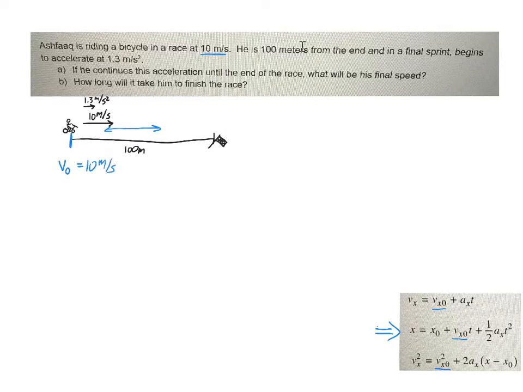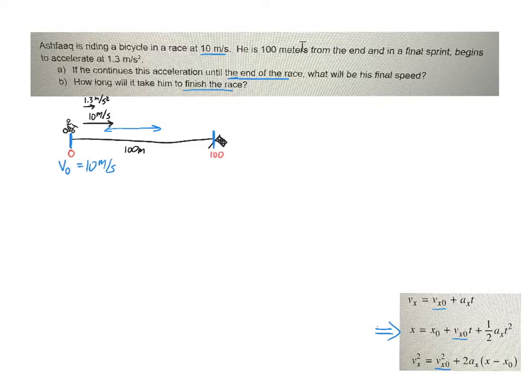What else is it giving me? Well, he's 100 meters from the end. If I care about what's happening at the end, and you'll notice both part A talks about the end of the race, and then how long will it take him to finish the race. So both of those are going to be starting at this point and ending at the finish line. There's two ways you can do this. The easiest way, I think, is just to identify where he is now as 0, which makes his final position 100. Again, it doesn't matter what happened before.